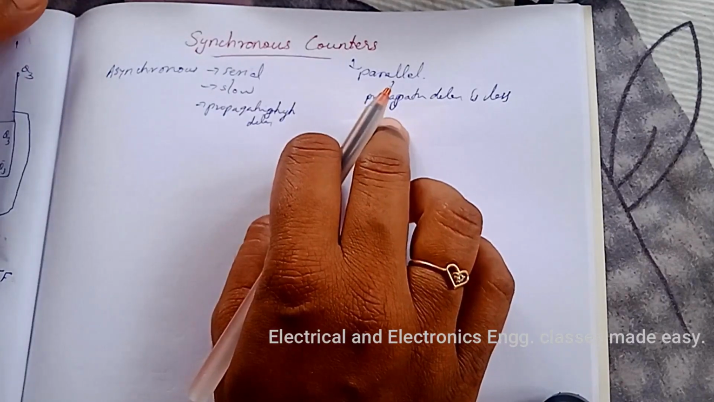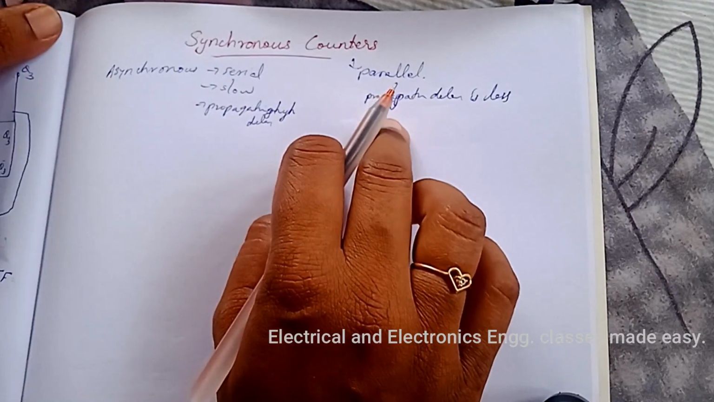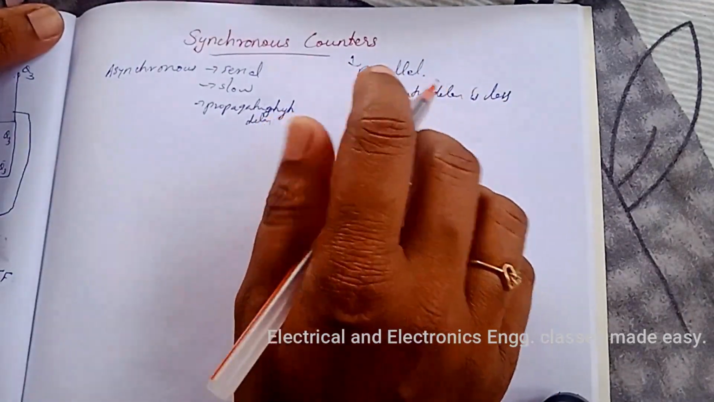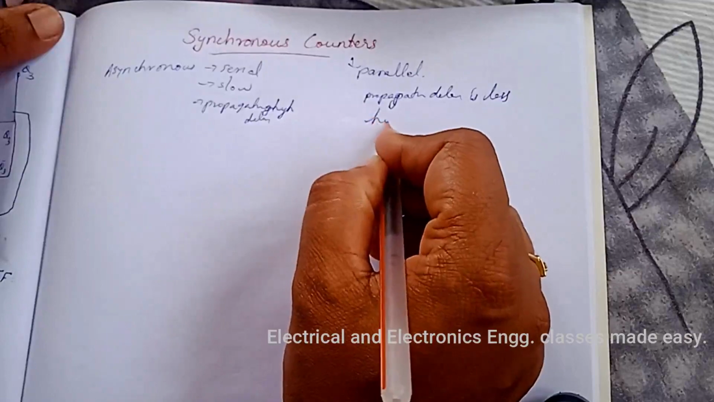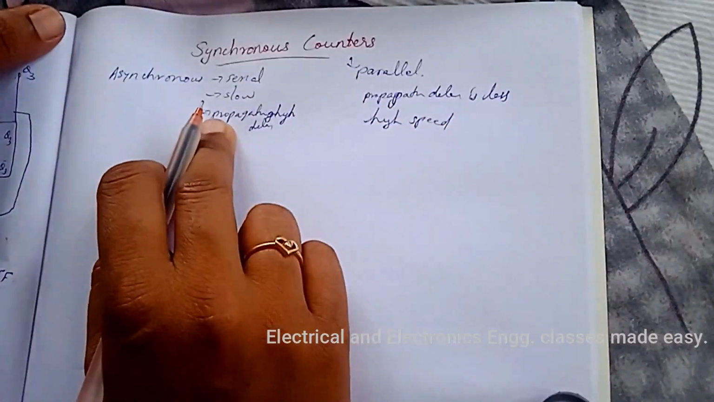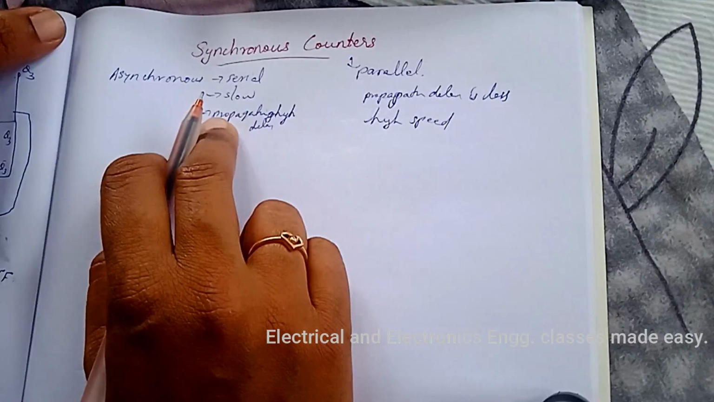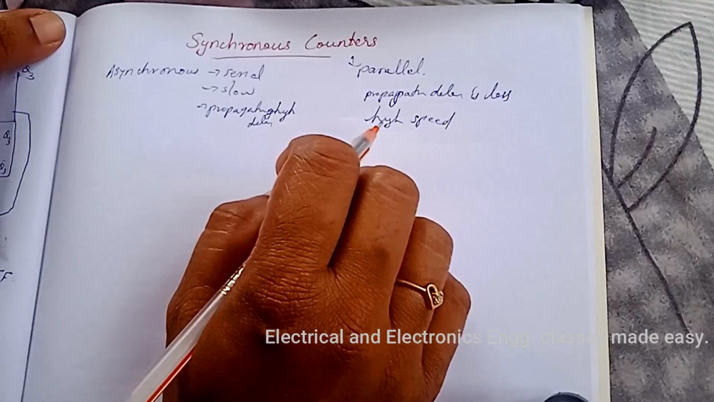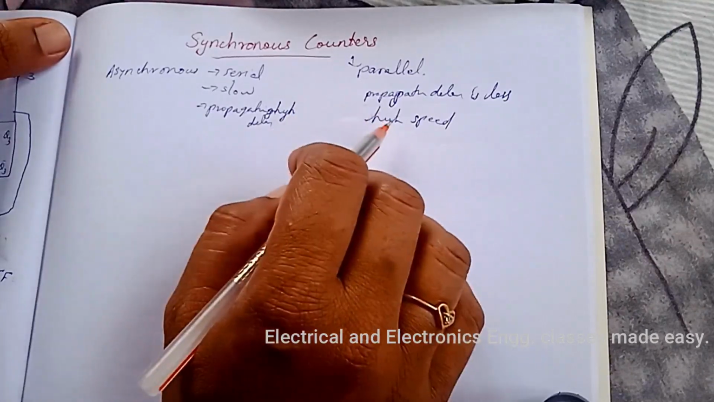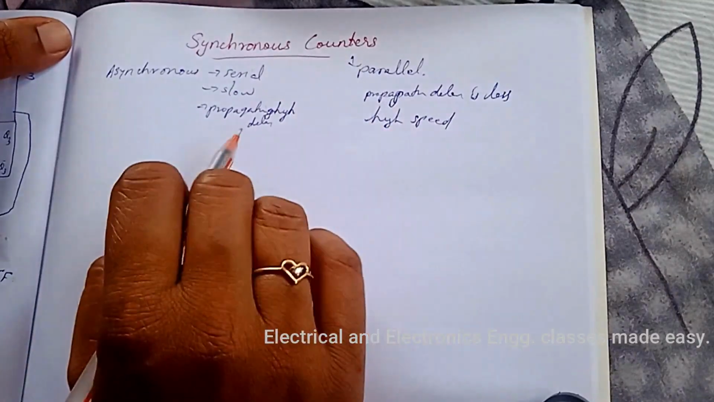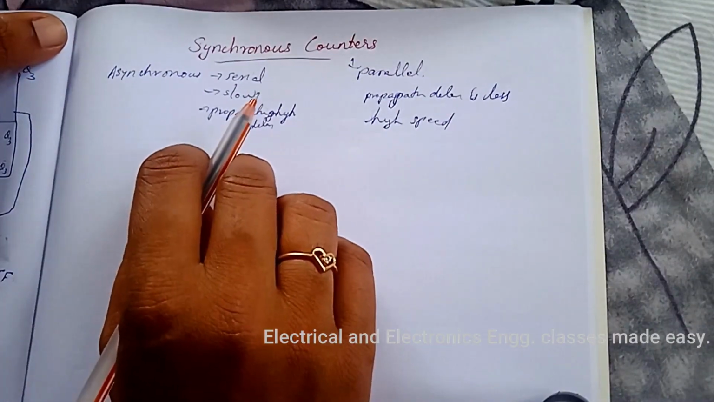The synchronous counters have the advantage of high speed and less severe decoding problems. So it is faster than asynchronous counters, but they have one disadvantage, that is, synchronous counters have more circuitry than asynchronous counters.